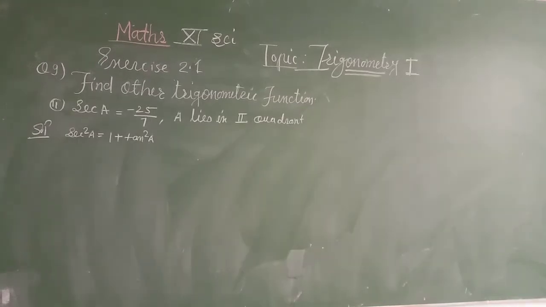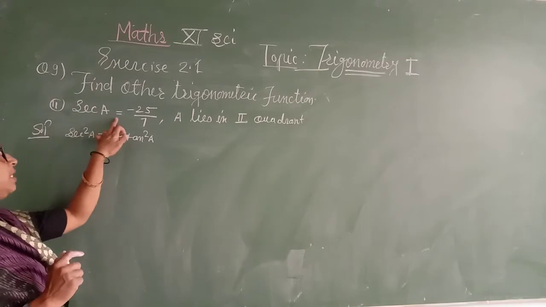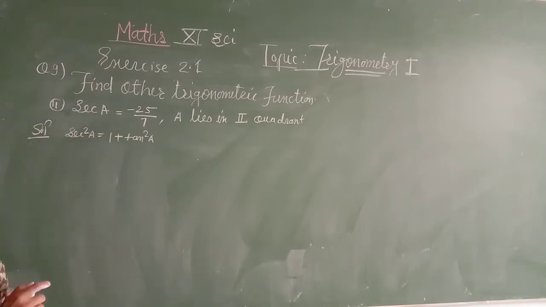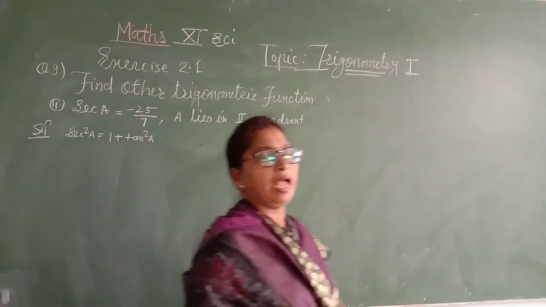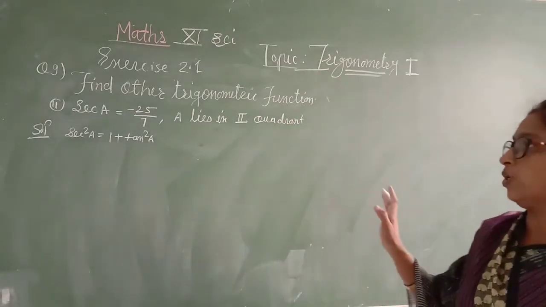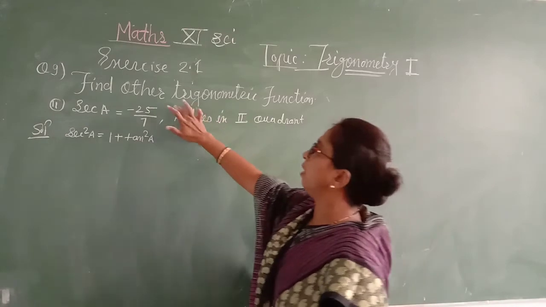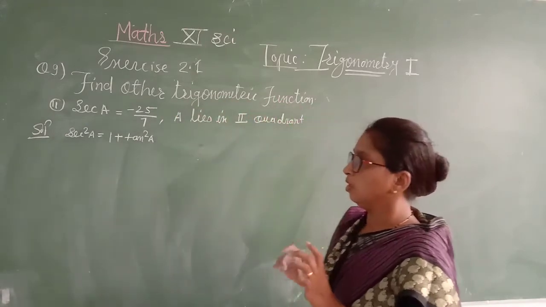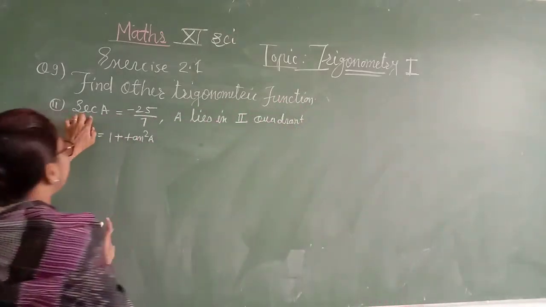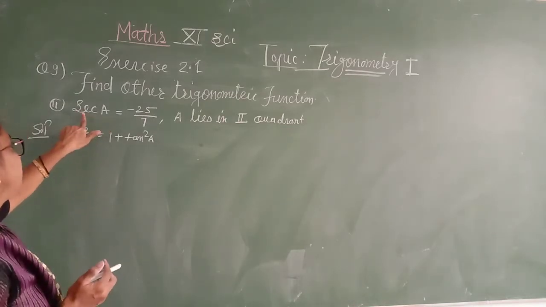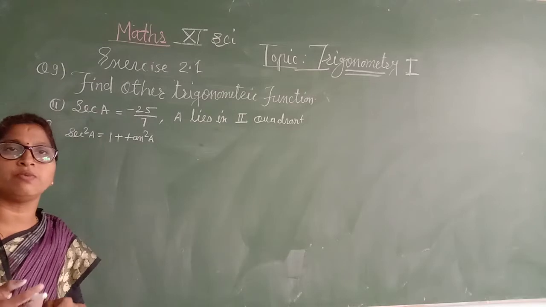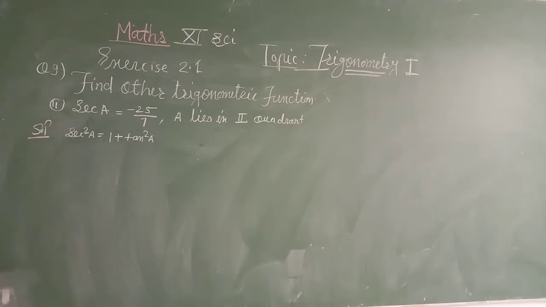Now let us continue. Sec A is equal to minus 25 by 7. A lies in second quadrant. Angle A lies in second quadrant. We have to find other trigonometric functions. We know that sec is the reciprocal of cos. Means from sec directly we will get the value of cos.